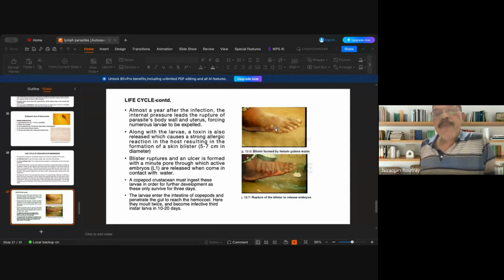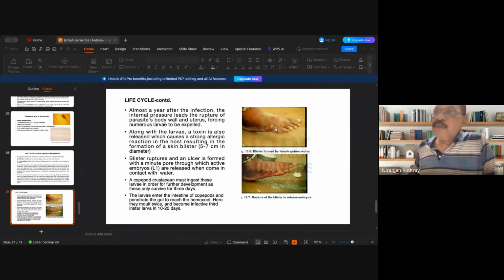After the blister ruptures, through the minute pore active embryos in their first larval stage are released when they come in contact with water. Active embryos means the embryos, when they are exposed to water medium, simply come out of the body into the water. That is why we say it is active embryos.